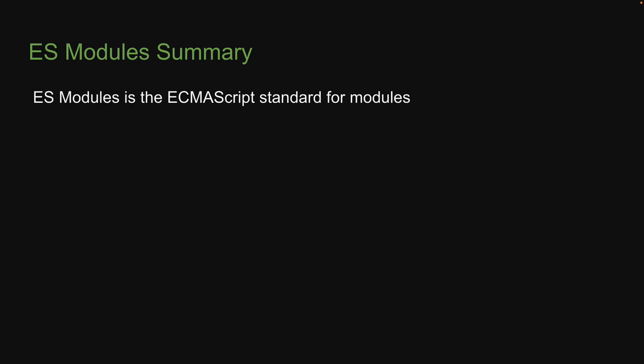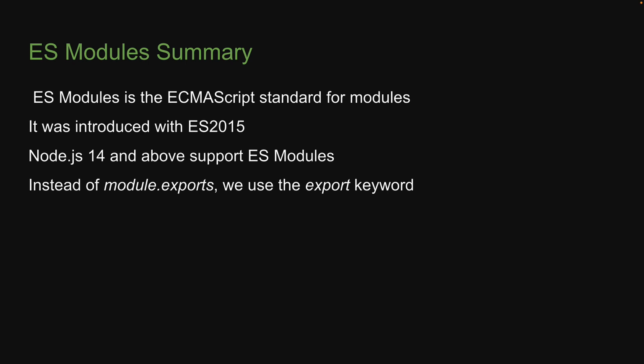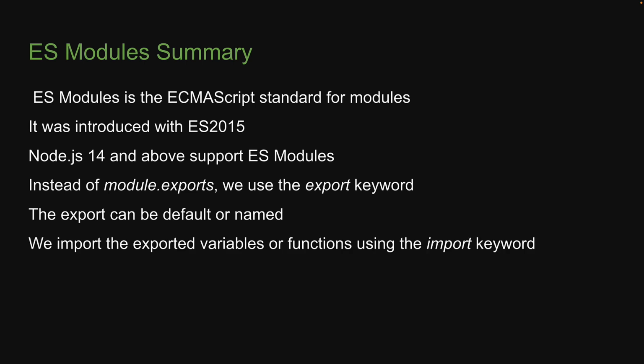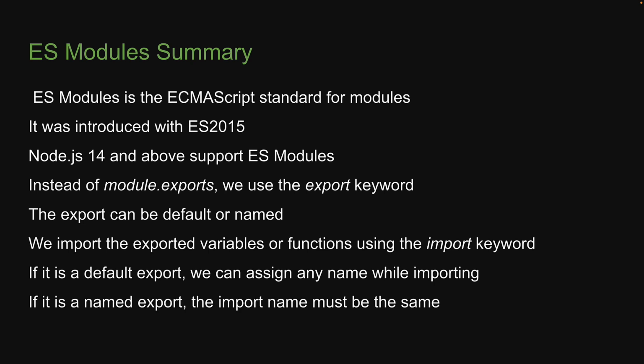To summarize, ES modules is the ECMAScript standard for modules. It was introduced with ES 2015, and Node.js provided stable support since Node version 14. With ES modules, instead of module.exports, we use the export keyword. The export can be default or named. We import the exported variables or functions using the import keyword. If it is a default export, we can assign any name while importing. If it is a named export, the import name must be the same.